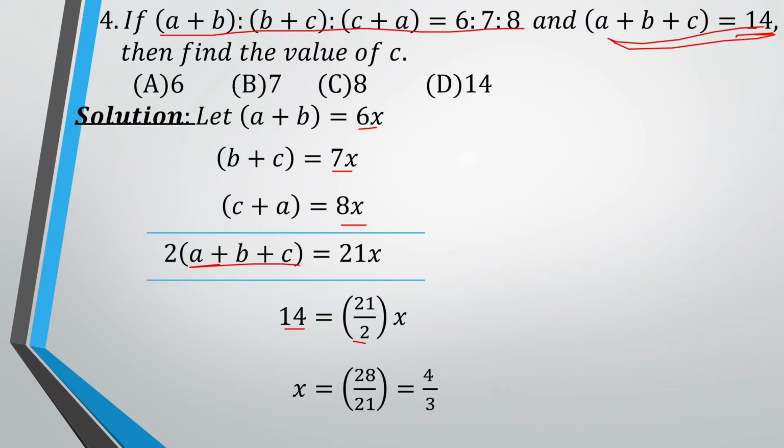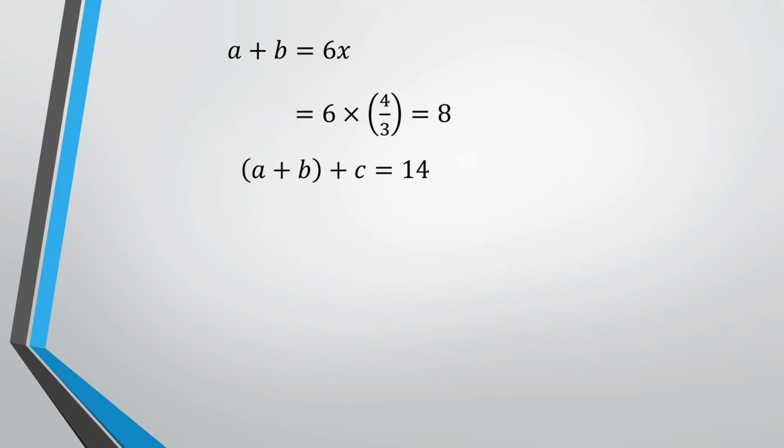So already we know A plus B is equal to 6x. If we substitute x in this value, we will get the value of A plus B. So let's do that first. A plus B is equal to 6x, that is 6 into 4 by 3, that is 8. We already know A plus B plus C is equal to 14. So substituting A plus B as 8 here, we will get the C value directly. 8 plus C is equal to 14, so C will be 6. So the value of C is 6.